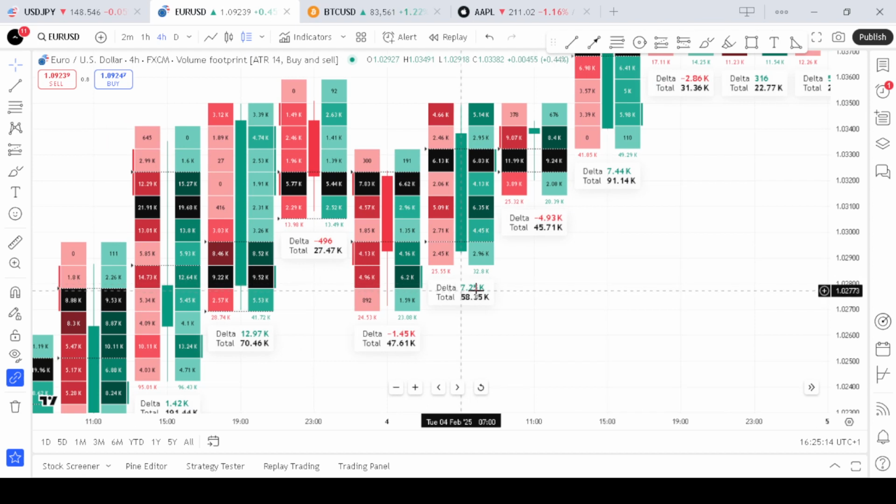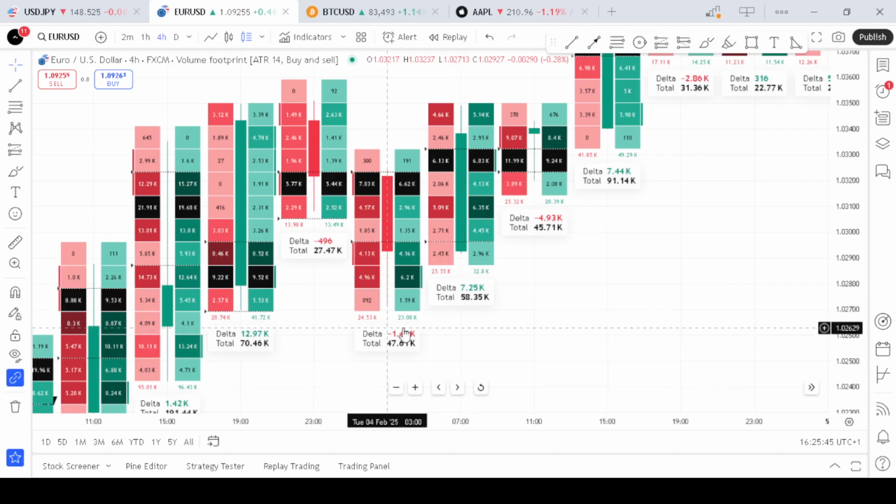Now, a positive delta indicates more aggressive buyers. A positive delta, and this is where you will see your delta reading. Positive delta is indicated by green writing, and you will see it in a positive form, while the negative delta has a minus sign in front of it and is also in red. So the positive delta indicates aggressive buying, while negative delta indicates stronger selling pressure.